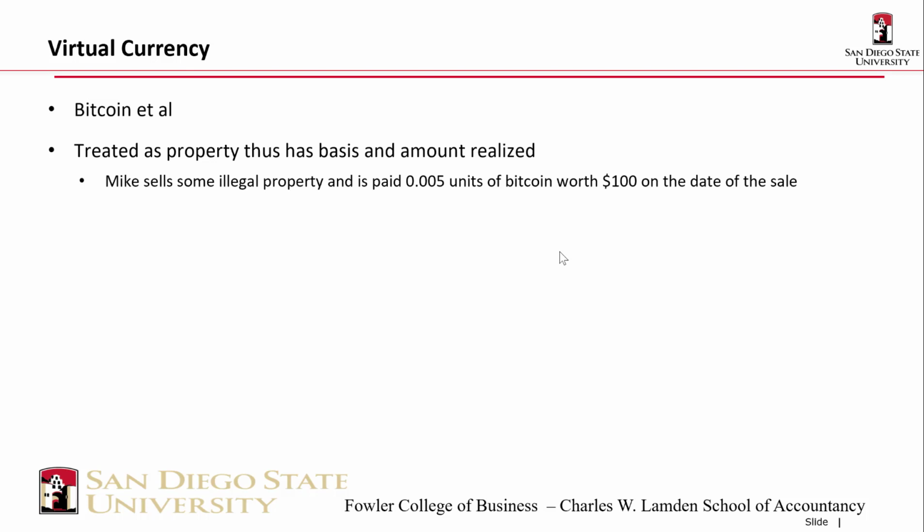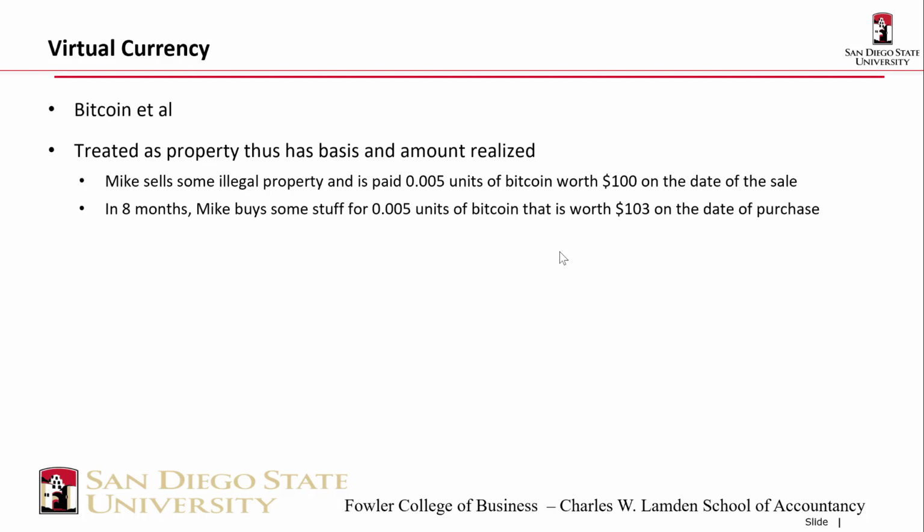So Mike sells some illegal property and he's paid 0.005 units of Bitcoin, which is worth $100 on the date of the sale, right? So what does Mike have? He's got 0.005 units of Bitcoin now. He sold the property. He might have a gain or loss on that illegal property, but as it stands right now, nothing on the virtual currency. In 8 months, he uses his virtual currency and he's like, oh, I need to buy some stuff. Maybe it's more illegal stuff, doesn't really matter. But he buys some stuff and he uses his 0.005 of Bitcoin.